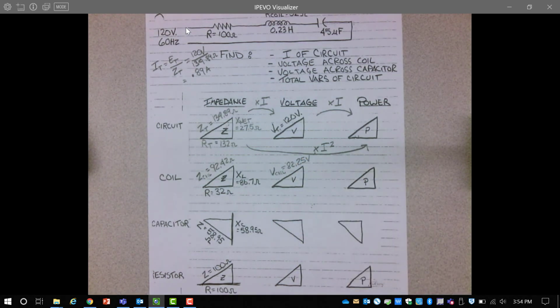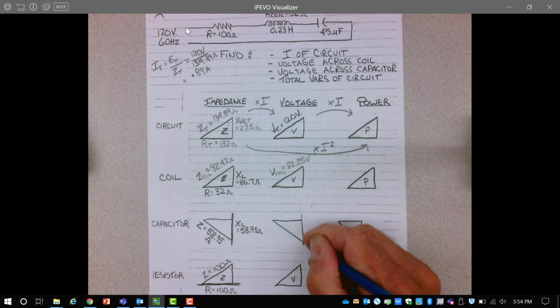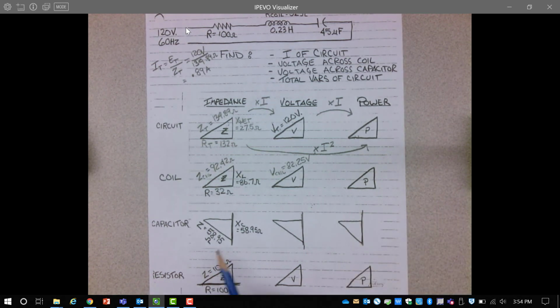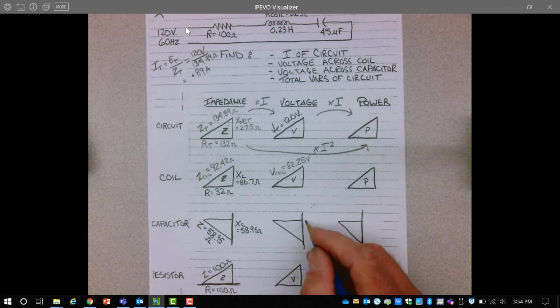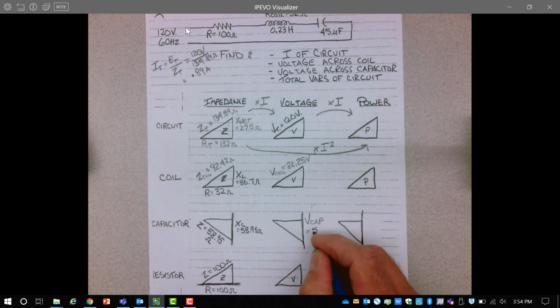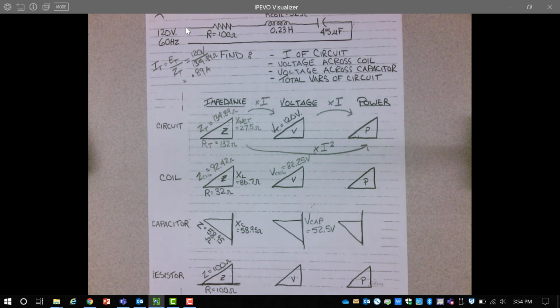To find the voltage across the capacitor, I just take the XC, the capacitive reactance, times the current, which will give me the same vertical side. All three triangles for the capacitor are just a vertical side because there is no resistance. So the voltage across the capacitor is 58.95 times 0.89 amps, which is 52.5 volts.